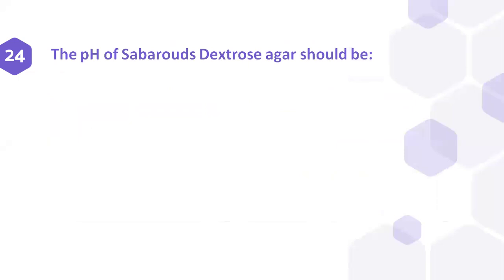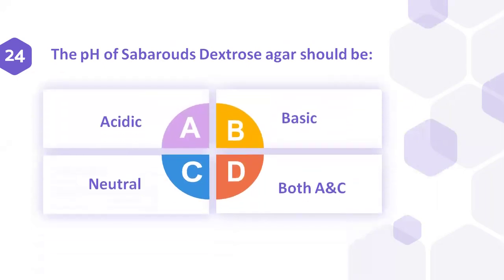Next question, the pH of SDA medium, that is Sabouraud's dextrose agar, should be. So Sabouraud's dextrose agar is the culture medium which is used for growing fungi. So what is the pH of SDA medium? Option A, acidic. Option B, basic. Option C, neutral. Option D, both A and C. Here the right answer is option A. So SDA has a slightly acidic pH. So what is the pH of SDA? That is 5.0.